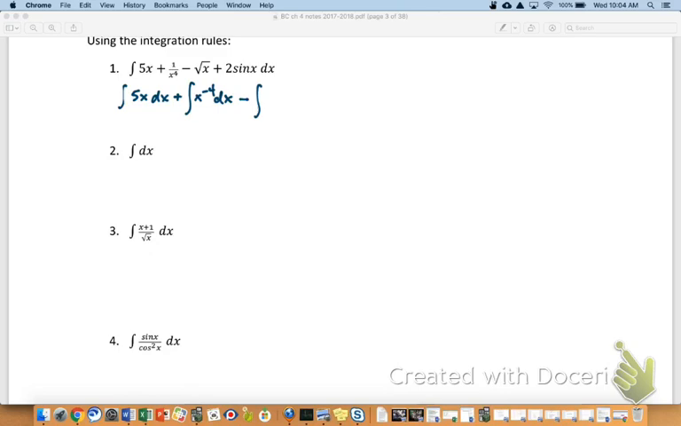And I really don't like radicals either. How could I change that from being a radical to something else? X to the 1/2. Yep. dx plus the antiderivative of 2 sine of x dx. So I can split this up into 4 separate antiderivatives. Whether you physically did that on your paper or not, that's really what we're doing. Any questions so far?